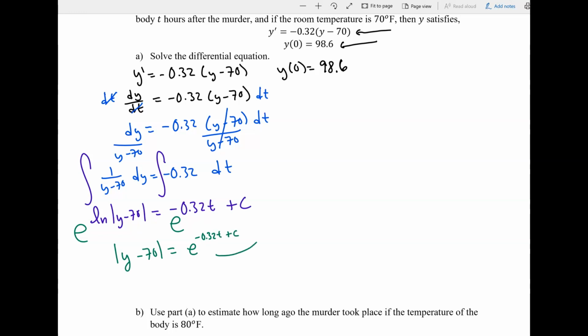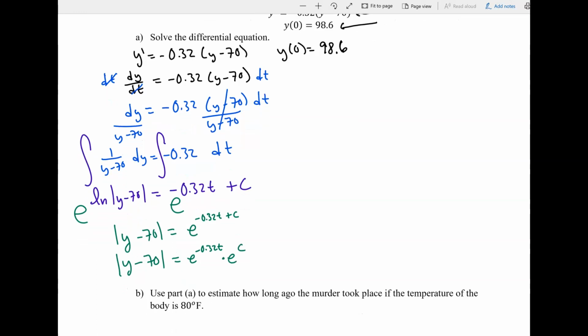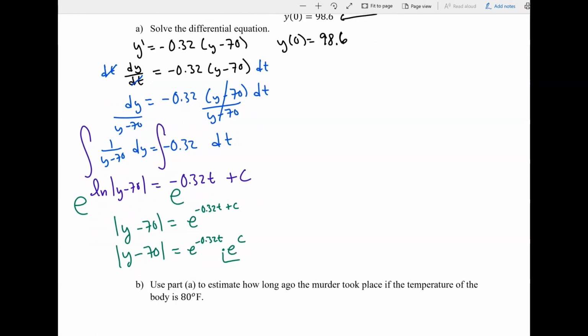Remember that we can do that little trick that we did last time. Let me put it down here. We can write the absolute value of y minus 70 is equal to e to the negative 0.32 t times e to the c. This is just a constant, so let's just call it c. So we're going to have the absolute value of y minus 70 is equal to c e to the negative 0.32 t.